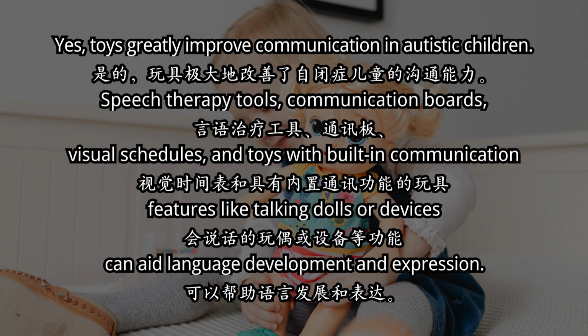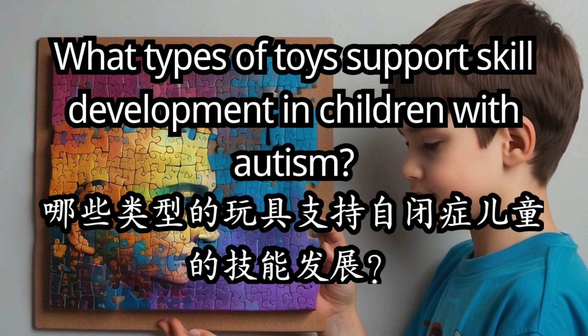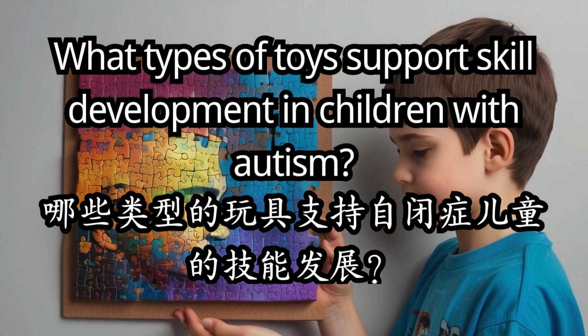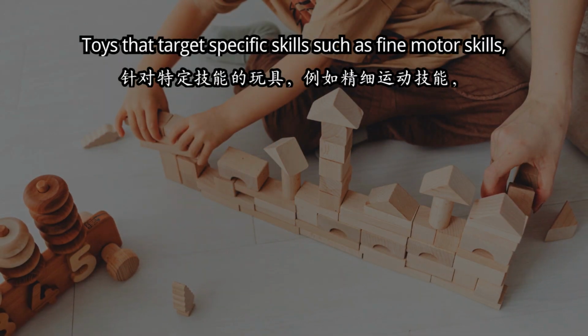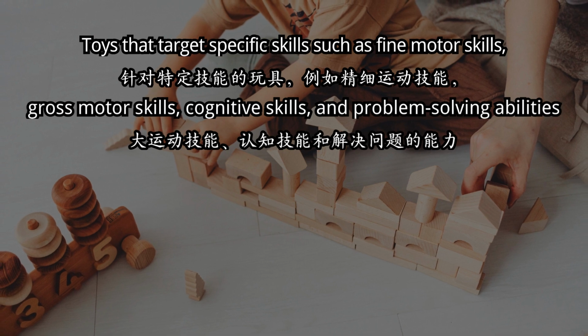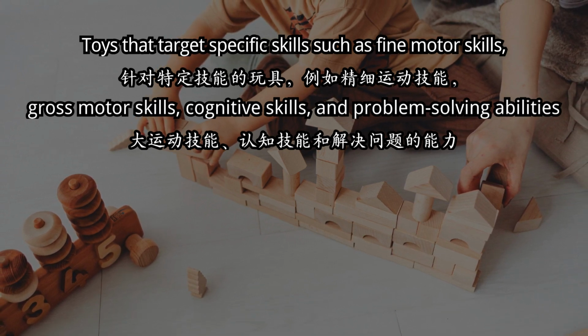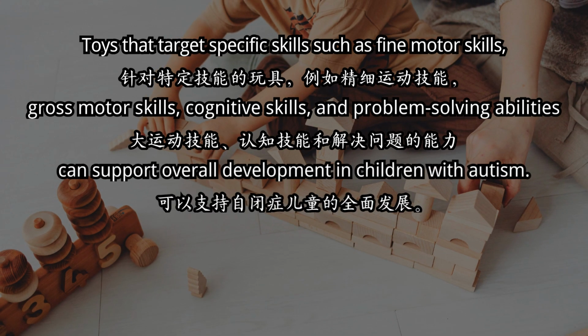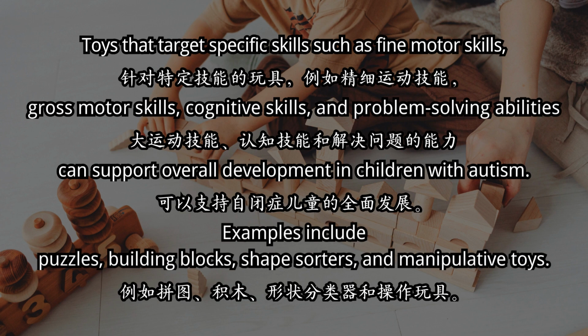What types of toys support skill development in children with autism? Toys that target specific skills such as fine motor skills, gross motor skills, cognitive skills, and problem-solving abilities can support overall development in children with autism. Examples include puzzles, building blocks, shape sorters, and manipulative toys.